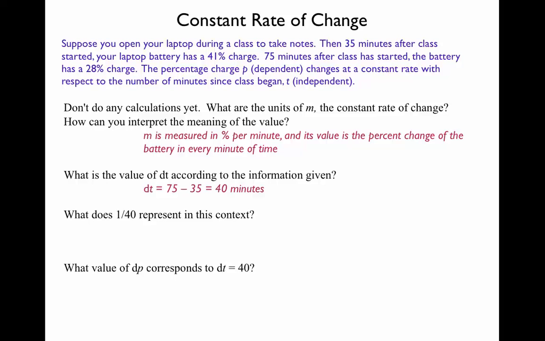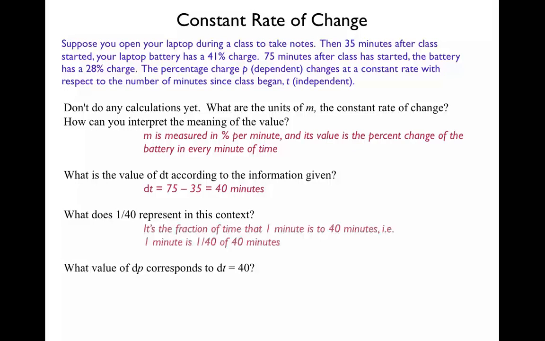Okay, so what would 1/40th represent? Why am I bringing up the fraction 1/40th? What does it represent? Is it M? Does 1/40th have to do with our constant rate of change? Nope. What is it? Yeah, it's talking about what 1 minute is compared to our change in time. 1/40th is what 1 minute is compared to our change in time. So it's the fraction of time that 1 minute is to 40 minutes. In other words, 1 minute is 1/40th of 40 minutes.